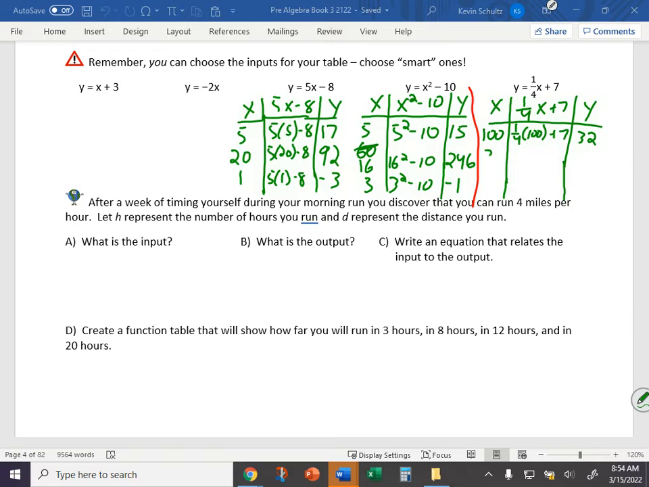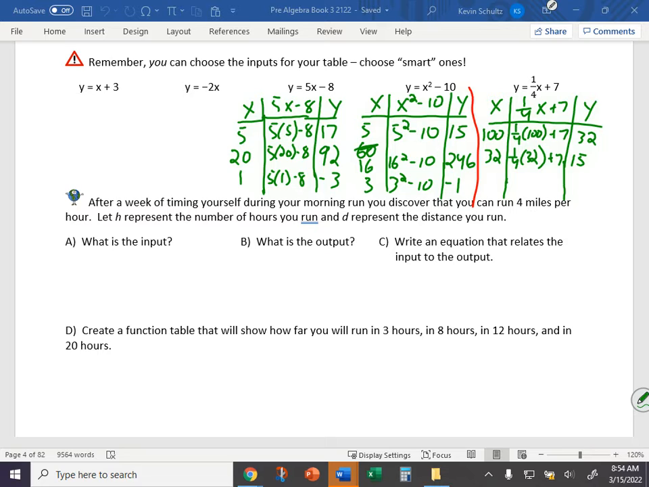Because 4 can go into it. Because 4 goes into 32. What's 1/4 of 32? What goes into 32 4 times? 8. 8 plus 7 is 15. Nice and easy. I like it.